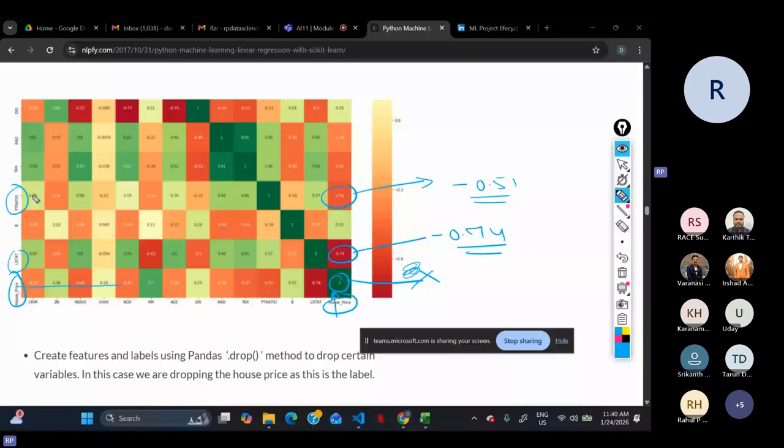So what does it say? It says lower strata to the house price is negative 0.74. What does it mean? Nope. Form the equation. The equation will be like this. House price is negative 0.74 times L stat.